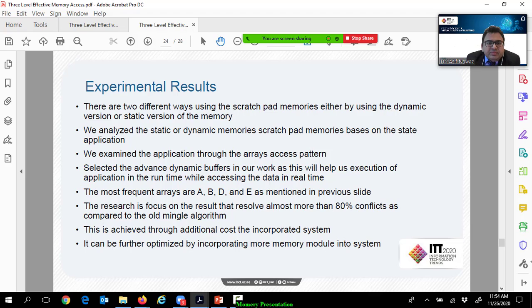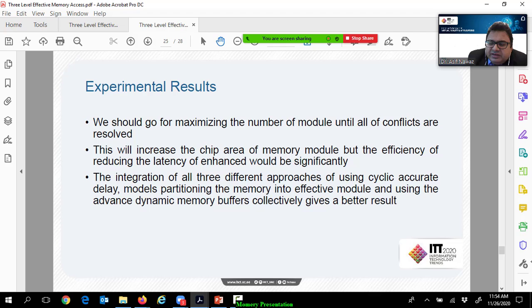So the experimental results. There are two different ways in the scratchpad, and we have seen the improvement. We analyzed the static and dynamic memory scratchpad and the application through array systems, and the most frequently used are arrays B, D, and E, and here we have the results. We should show maximizing the number of modules until all conflicts are resolved. So we should increase the modules and reduce the arrays so that we resolve all the conflicts, and this will increase the chip area of the memory module, while the efficiency of reducing the latency is enhanced significantly.